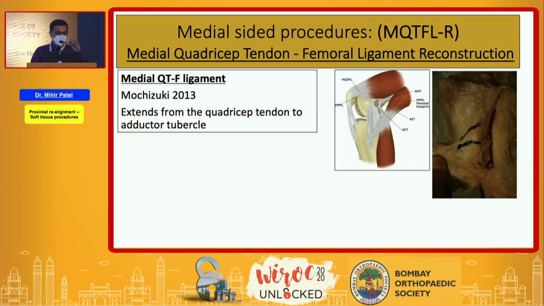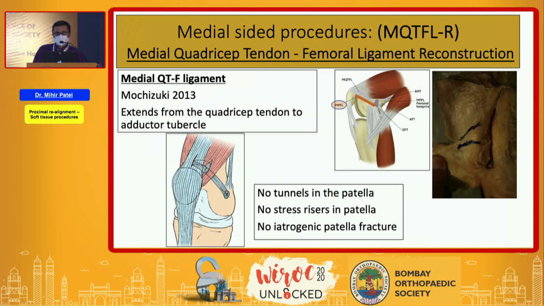Now a lot of discussion has started occurring about the medial quadriceps tendon femoral ligament reconstruction. Described in 2013, like the MPFL extends from the adductor tubercle to the upper part of the patella, the medial quadriceps tendon femoral ligament extends from just anterior to the adductor tubercle and inserts into the distalmost aspect of the rectus tendon. So the advantage of MQTFL over MPFL is that we don't need to drill any tunnels in the patella. There are no implants in the patella. Hence, the risk of an iatrogenic patellar fracture is ruled out.